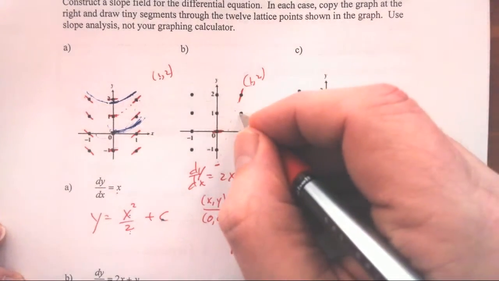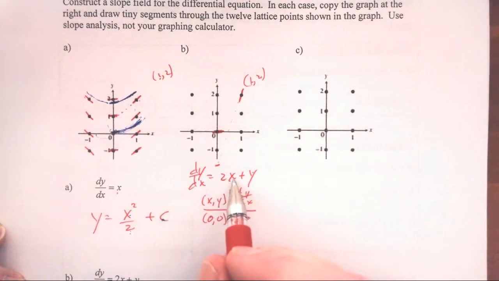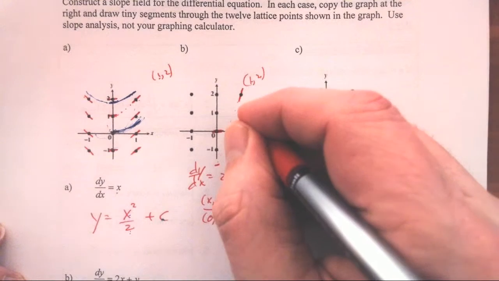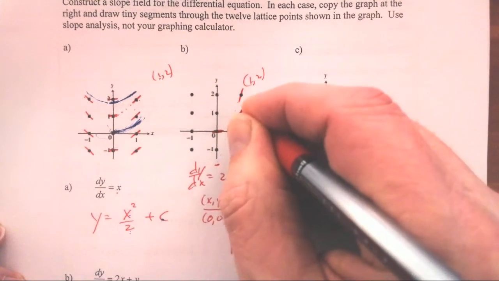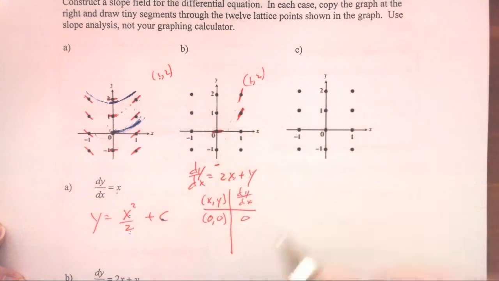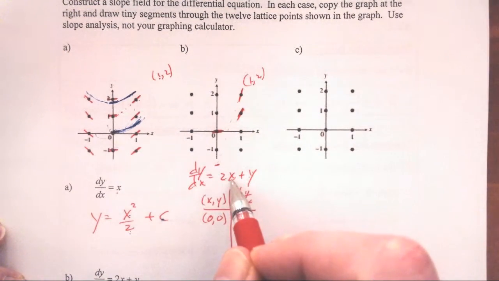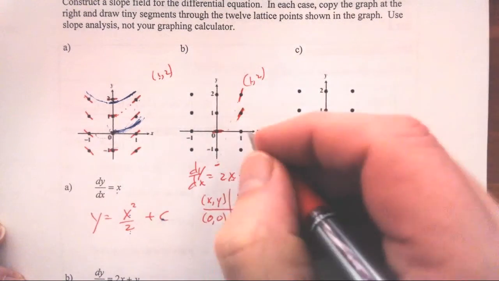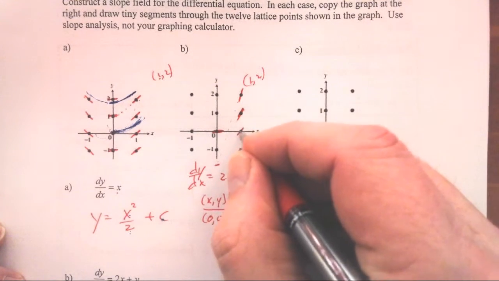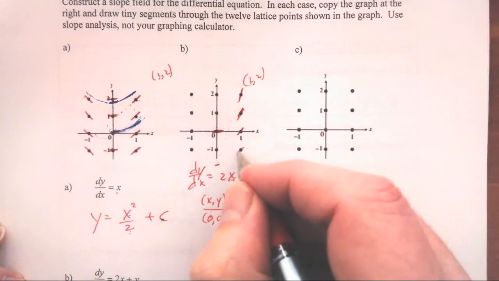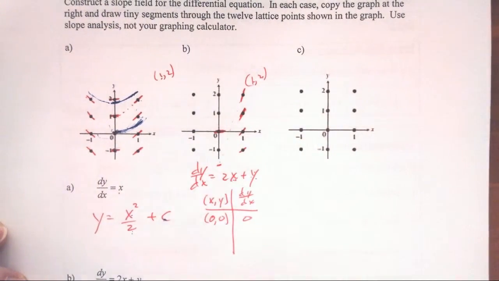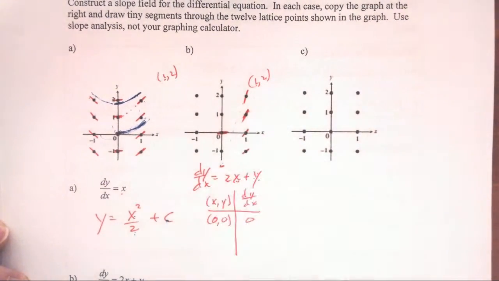How about at (1, 1)? I get 2 times 1, 2, plus 1, 3. Slope of 3. It's trying to aim down over 1, down 3. How about at (1, 0)? I get 1 here, 0 there. I get 2. It's trying to aim down there. And how about (1, -1)? That would be 2 minus 1. It's trying to aim at that point. It's almost like a focal point here for us.